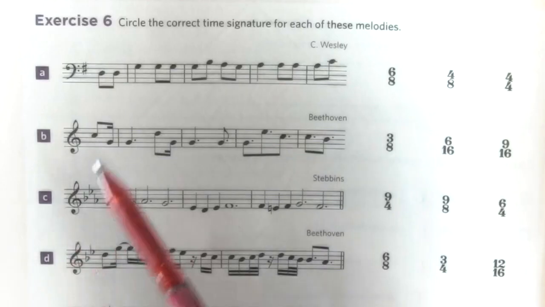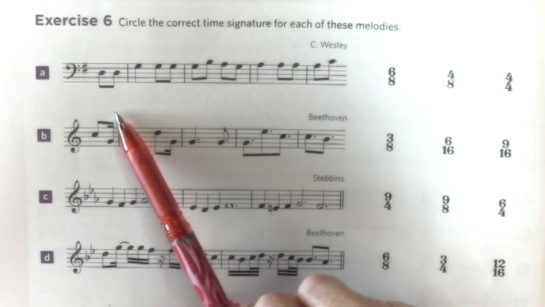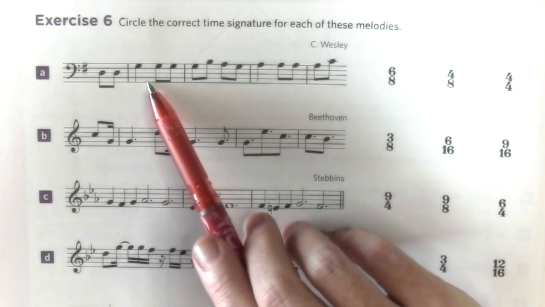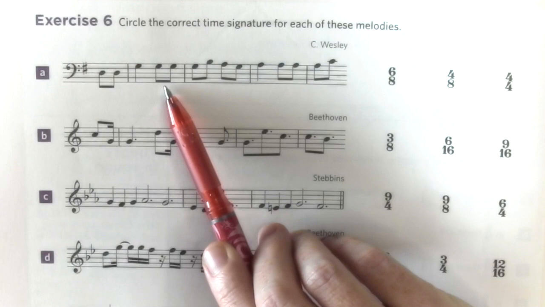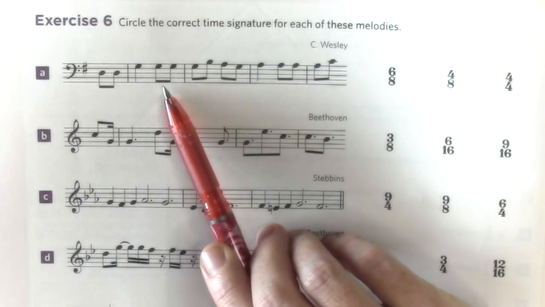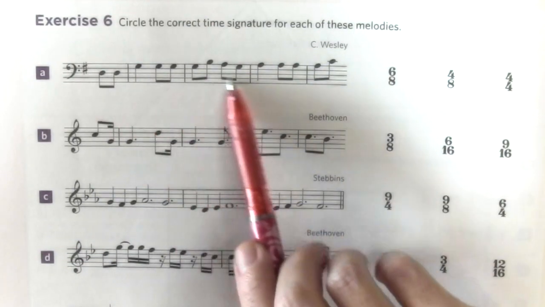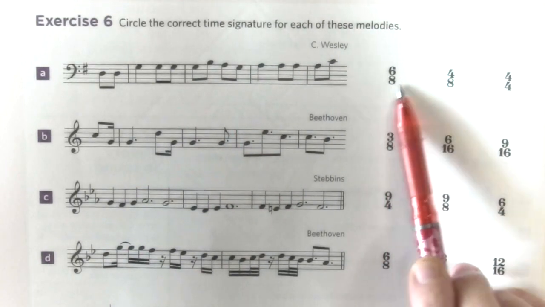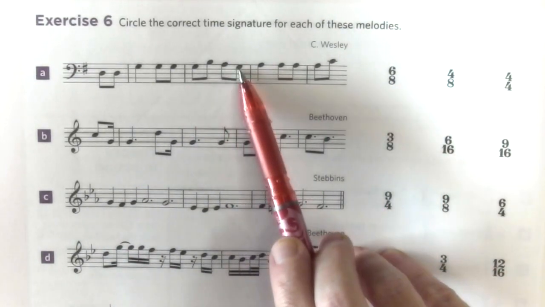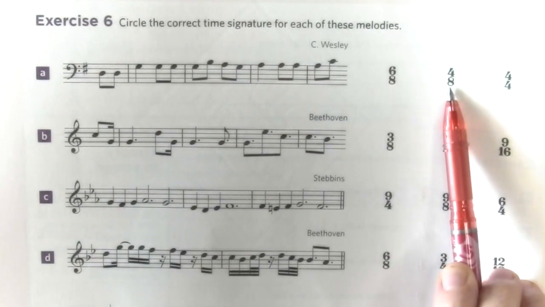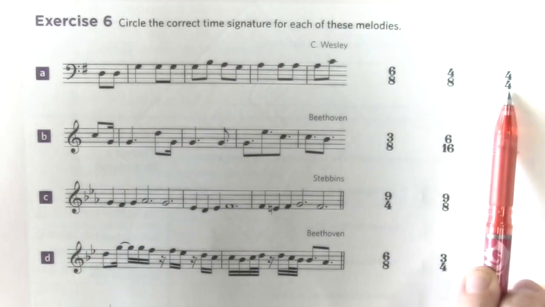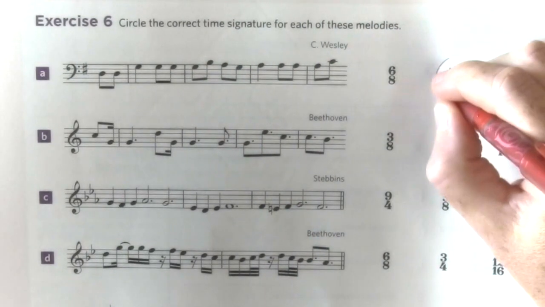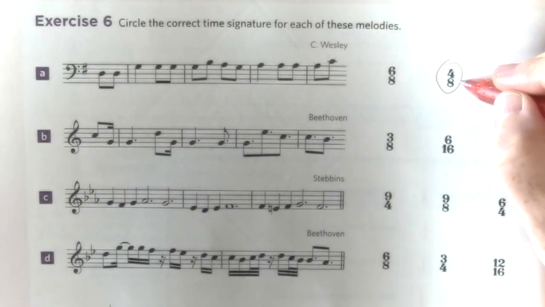Exercise 6. In this exercise, we need to circle the correct time signature for the melodies. Here again, we need to see what number we count to and if it's a simple or compound time. Here it looks like a simple time. In the options that we have, it's 6/8, so 6 quavers. That can't be. We have 4 quavers. This is 4/8, 4 quavers. It could be. And 4 crotchets, and this is not the case. So the answer here is 4/8, which means 4 quavers.